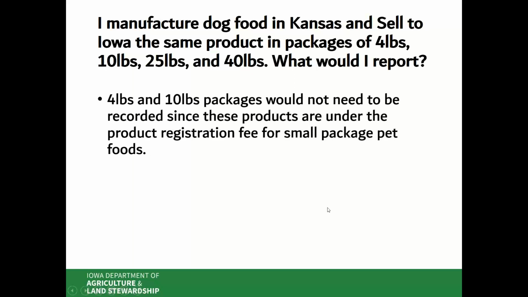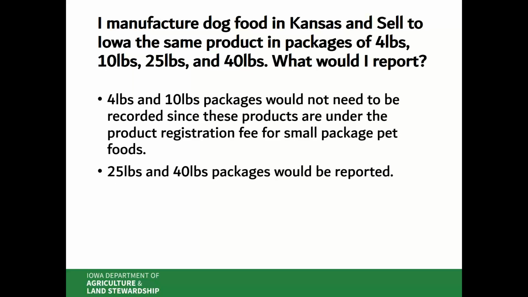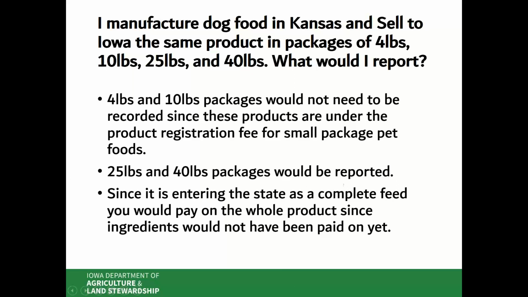The 4 and 10 pound packages would not need to be reported since these products are under the product registration and are taken care of at the beginning of the year. The 25 and 40 pound packages would need to be reported because they are over the small package limit and are not in the registration period. And also, since this is new feed entering the state, you wouldn't have to worry about which ingredient came from where, since you are the first one distributing it all into the state. So that first example would not be valid in this scenario.